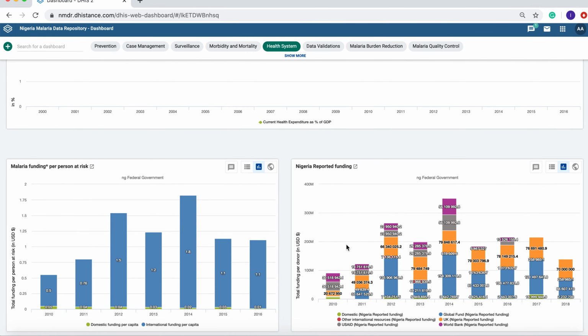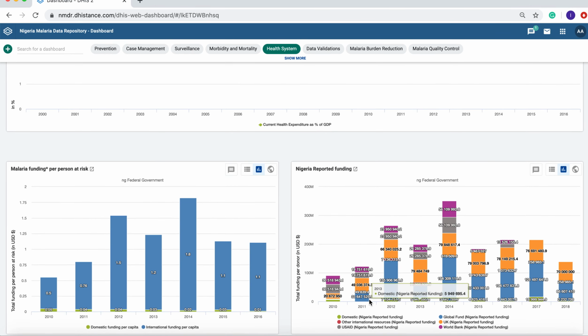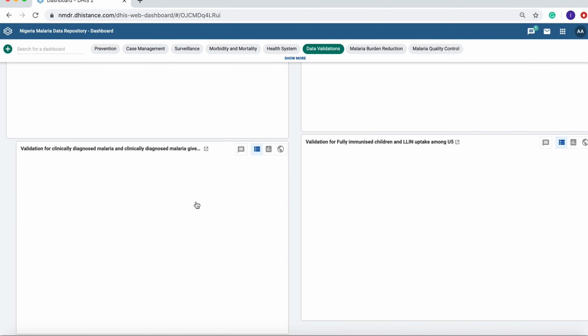You can also see a trend of partner support. You can see represented in blue the Global Fund, the PMI, the USAID, the World Bank expenditure. As you go along, you can see some coming in, going out. So this is the summary. Moving into the next one is the data validation.